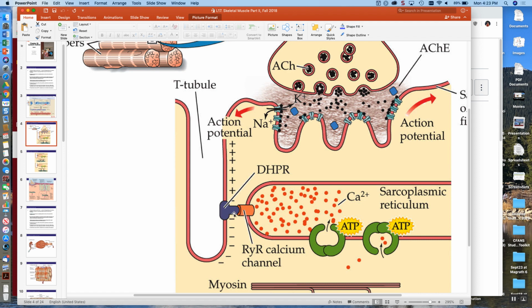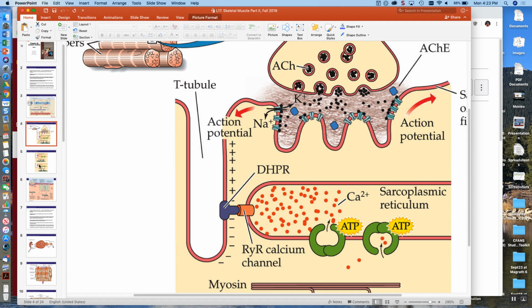You can see in skeletal muscle, they are physically interacting with ryanodine receptors. So when there's a conformational change of the dihydropyridine receptors, it's going to cause a conformational change of the ryanodine receptors. The ryanodine receptors open, calcium floods out of the sarcoplasmic reticulum and floods the sarcoplasm. Remember, that's the intracellular fluid within the muscle cell.